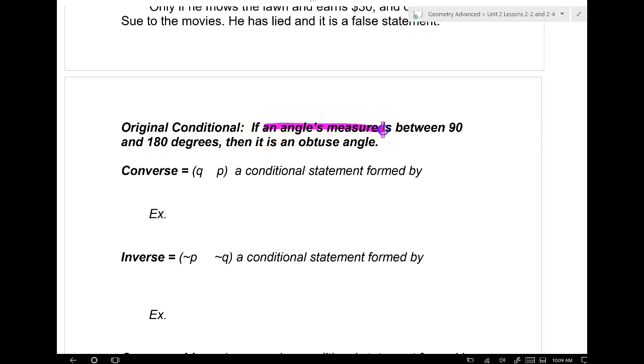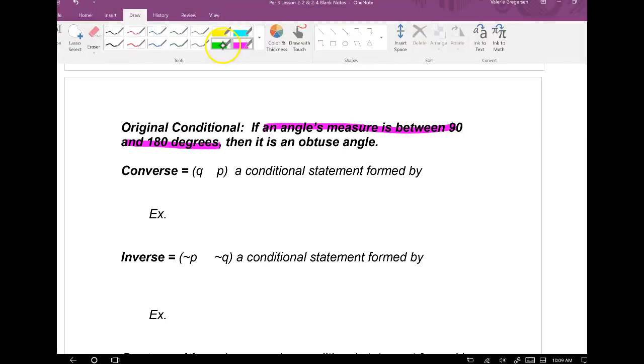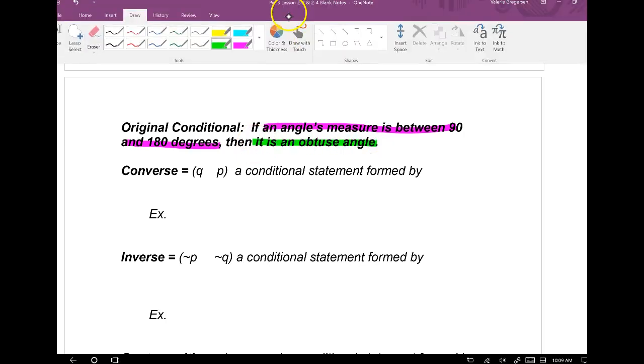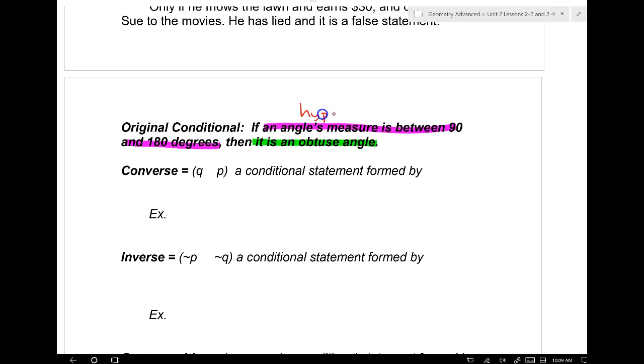All right, now I'm going to take you back on that one. Remember, I don't need the word if, though, right? It's just everything following it, but you're totally right. If the angle's measure is between 90 and 180 degrees, so that's going to be the hypothesis. Great. Guys, what's going to be my conclusion? What's the conclusion on this one? It is an obtuse angle. So remember, that's going to be your hypothesis. So here's my hypothesis, and I'm going to let that be P, and then I'm going to have my conclusion, and that's going to be Q.